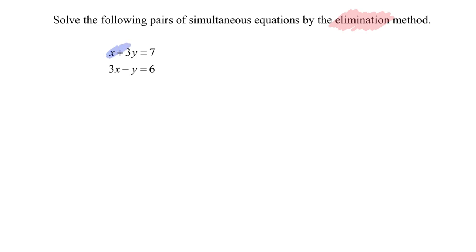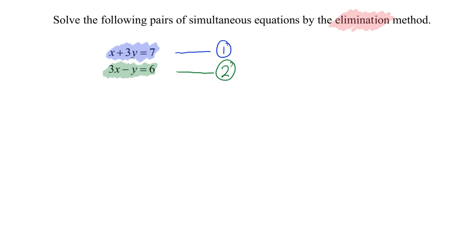Alright, so step 1 would then be for us to label the equations. This will be my equation 1 and my equation 2. And I realized that at this point in time, my x and my y don't have the same coefficient, the same number. So what can we do to make sure that we can have the same coefficient for one of the variables?